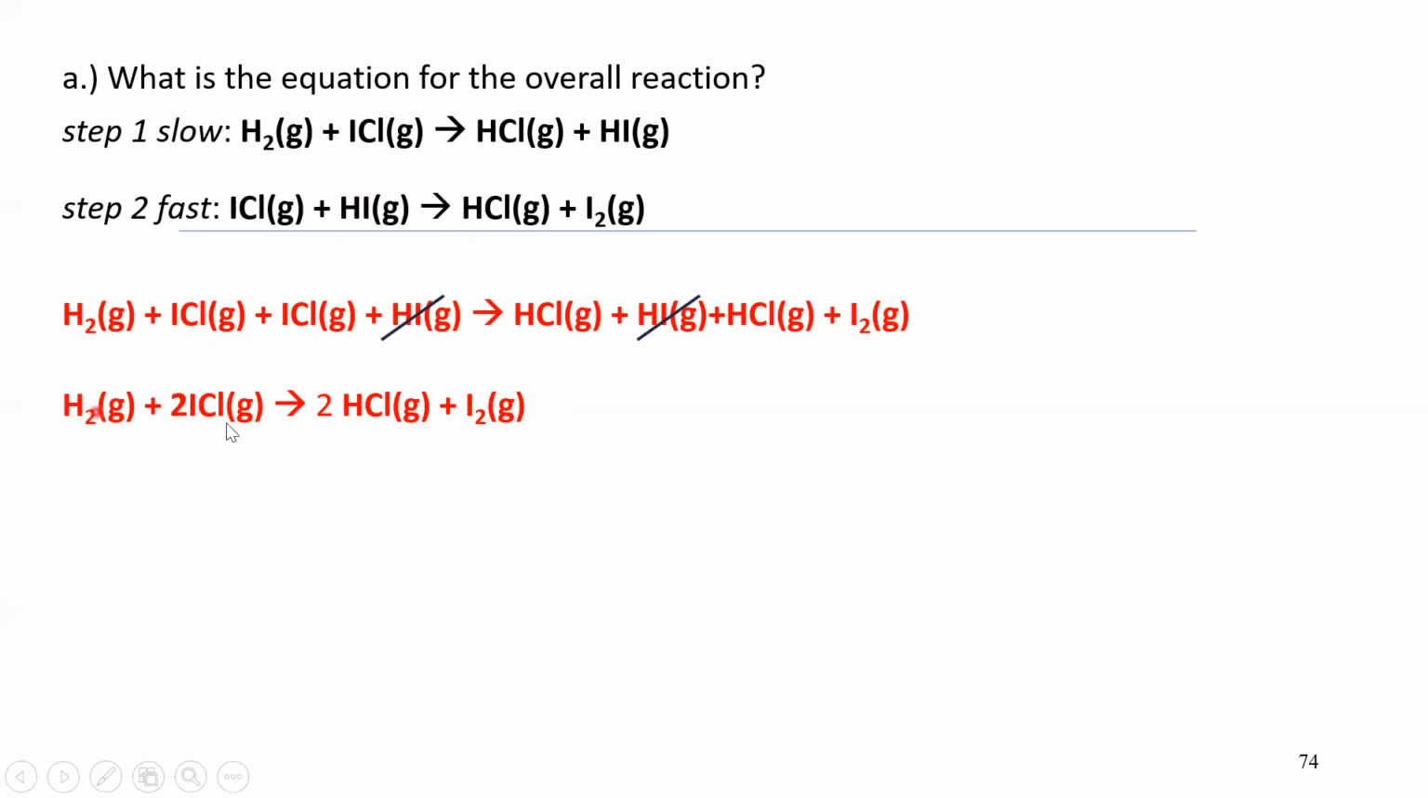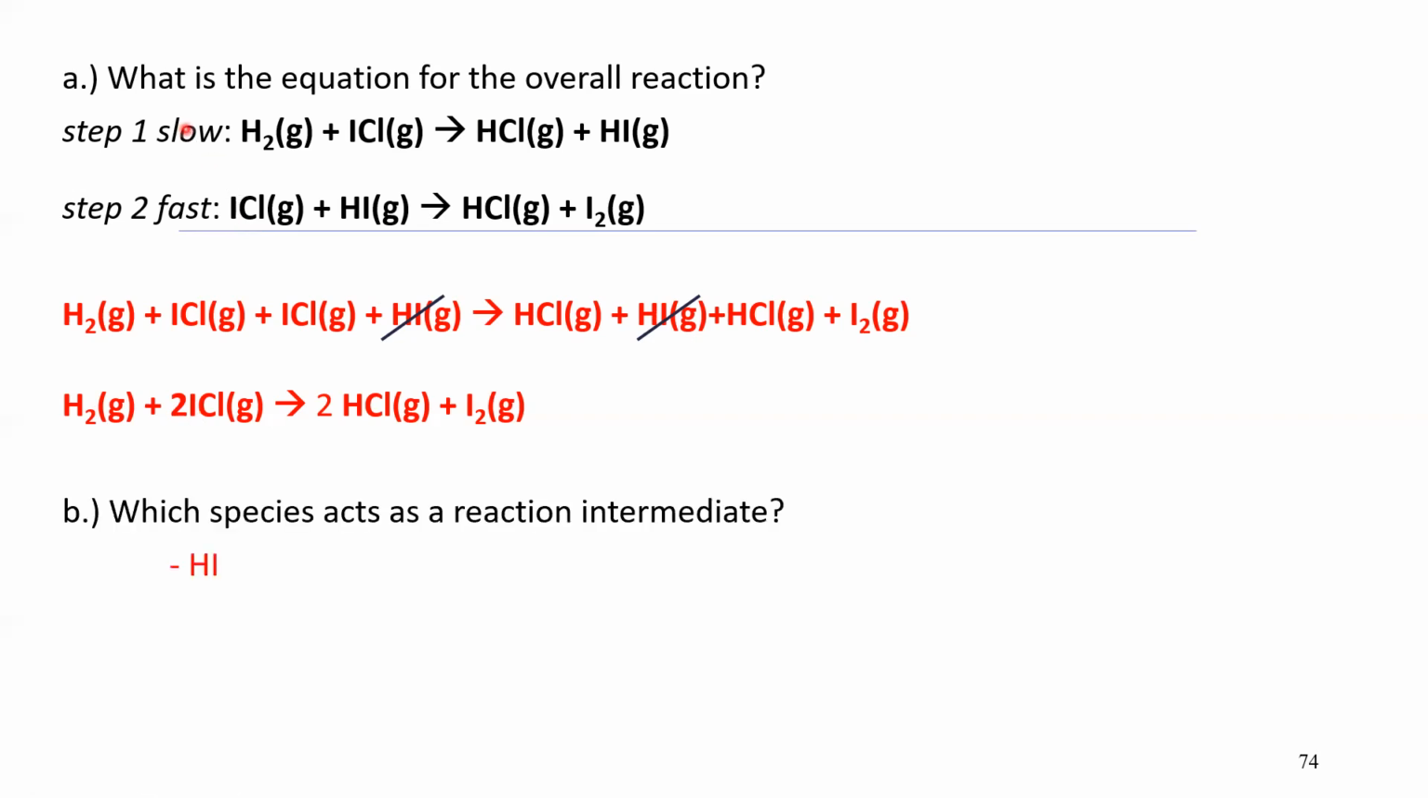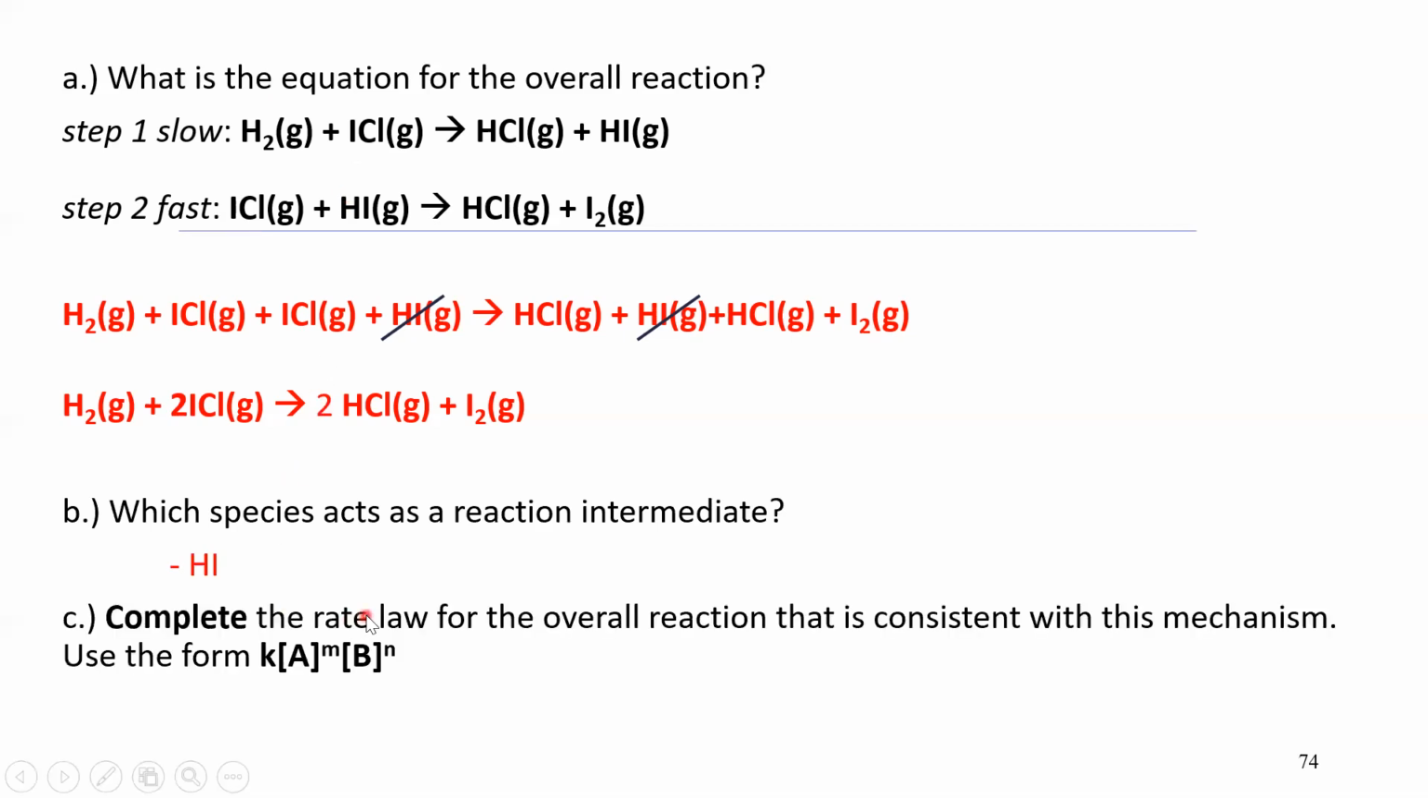But because this reaction takes place in a series of steps, we can't say that it's a termolecular reaction. We're not just going to use this stoichiometry here, this molecularity, to determine what the rate law is going to be. We're going to look at the slow step. What's the intermediate? Well, the intermediate is what's produced in one step and consumed in the other step. That's HI. And then to figure out the rate law, we're going to look at the molecularity of the rate determining step. Just comes from the stoichiometry right here.